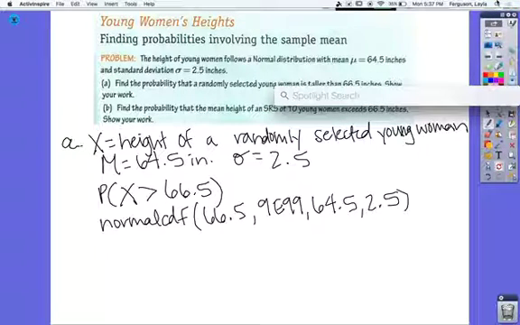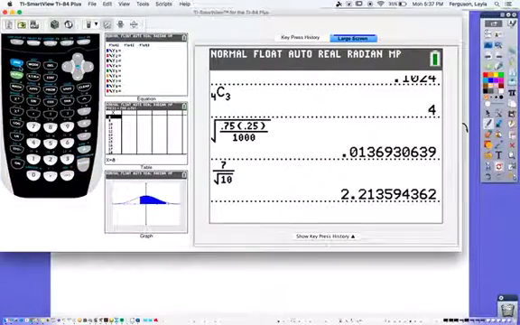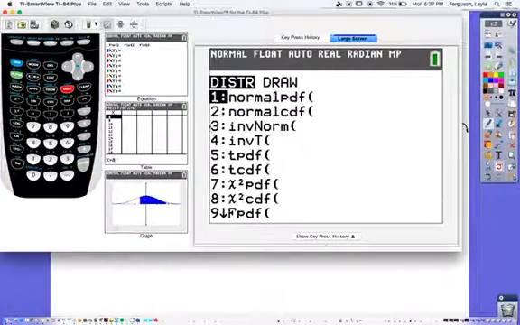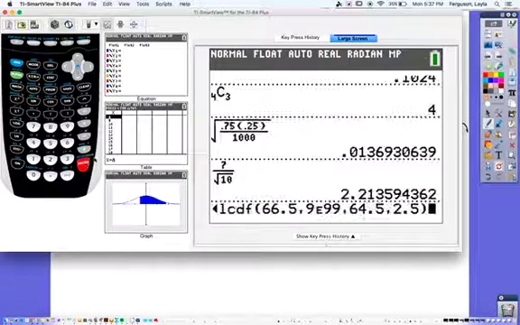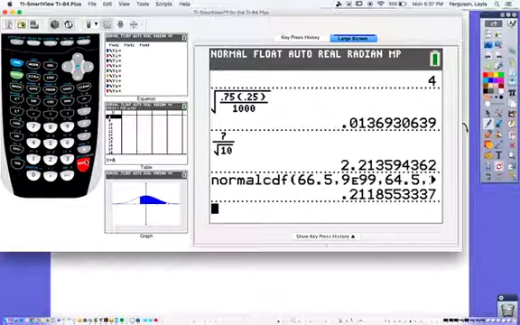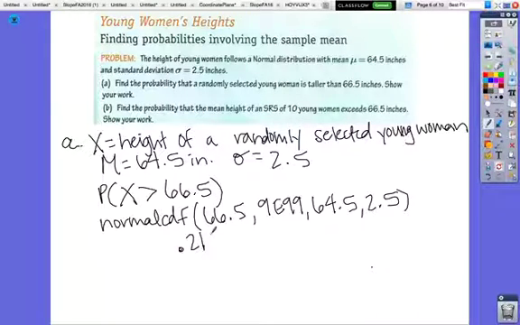So whenever you go to do this on the calculator, you would need to go to second vars, go to option 2, lower bound is going to be 66.5, upper bound 9e99, and your mean is 64.5, and your standard deviation is 2.5. And whenever you do that, you get 0.2119.